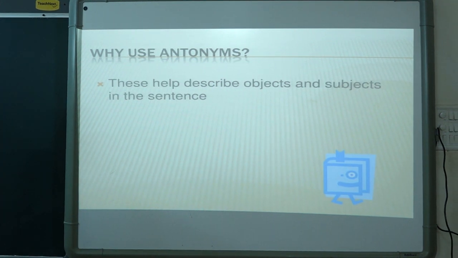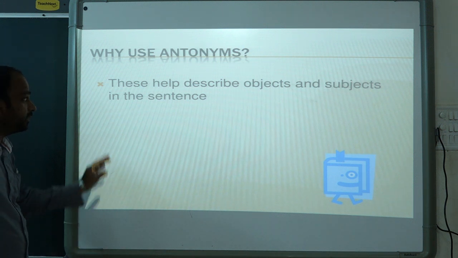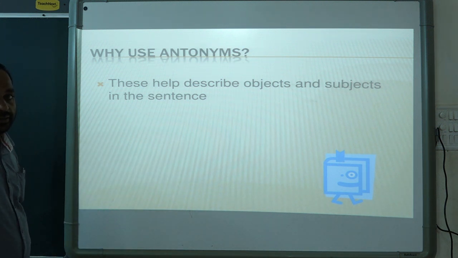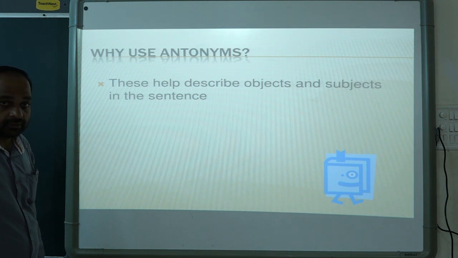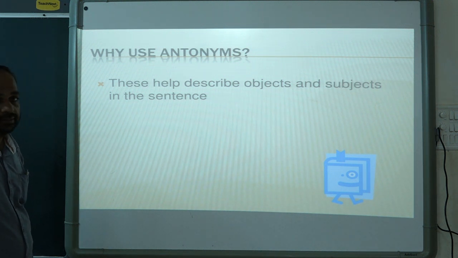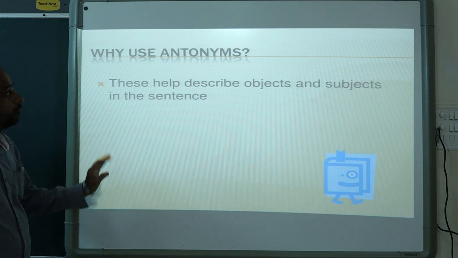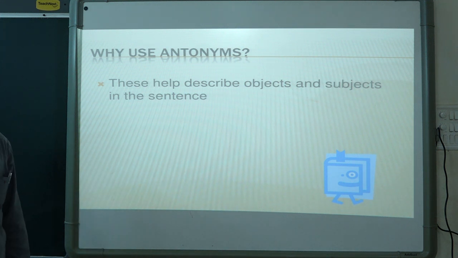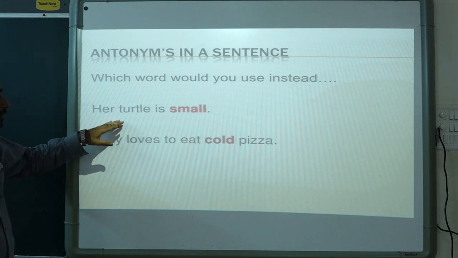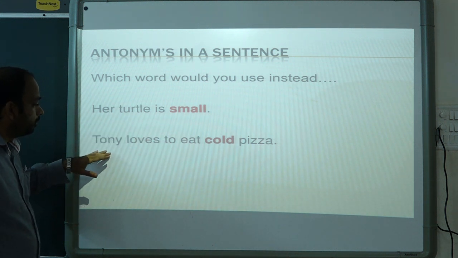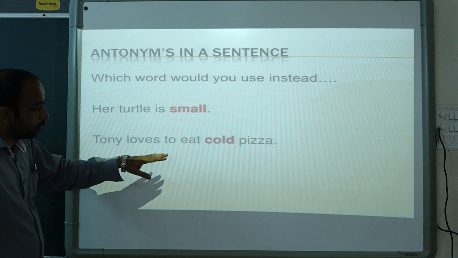Why use antonyms? They help to describe the objects and subjects in the sentence. That's why we use antonyms. Antonyms in a sentence: which word would you use instead? The turtle is smart. Tony loves to eat cold pizza.